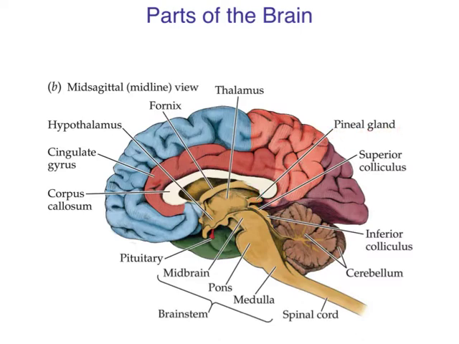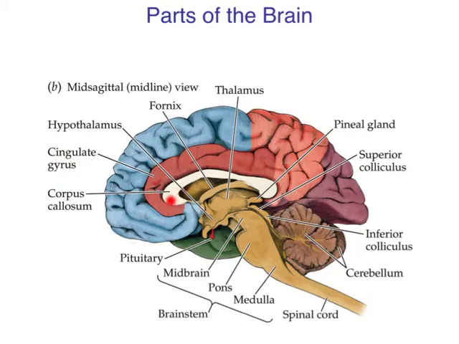This thing here, the inferior colliculus, is not something we are going to discuss in this course. Neither is the superior colliculus, so you can ignore those. The brainstem, you do need to know midbrain, pons, medulla. There's the spinal cord. There's the pituitary, hypothalamus, thalamus. The fornix is not something we talk about. Neither is the cingulate gyrus, so you don't need to worry about those.